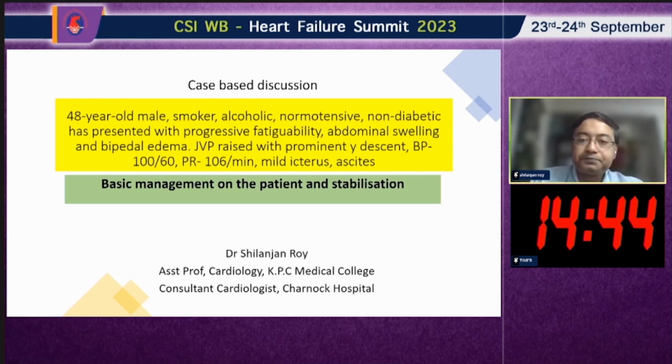Basic management will depend upon the underlying pathophysiology that the patient has. From the presentation of the case, we can understand that this patient has all the features of right ventricular failure with systemic venous congestion leading to congestive hepatopathy, causing ascites, abdominal swelling, bipedal edema, and also maybe some form of renal dysfunction.